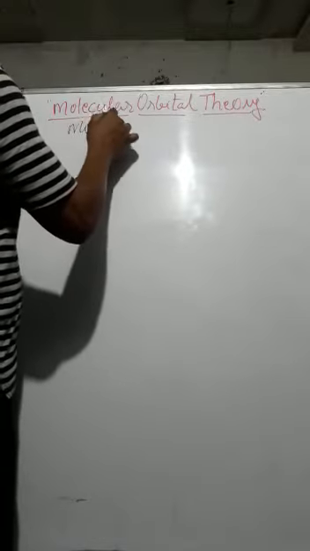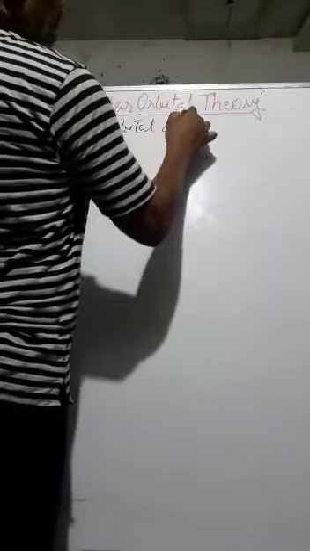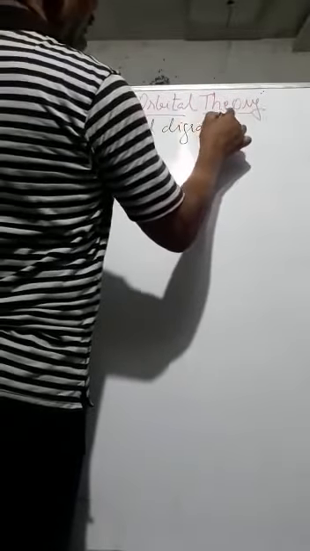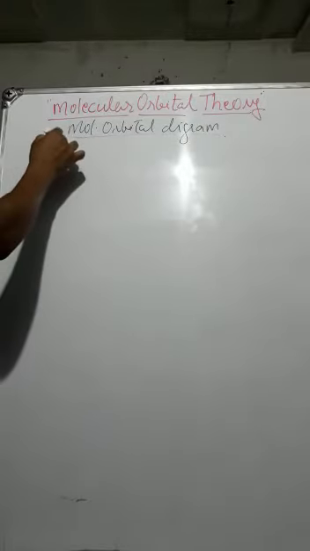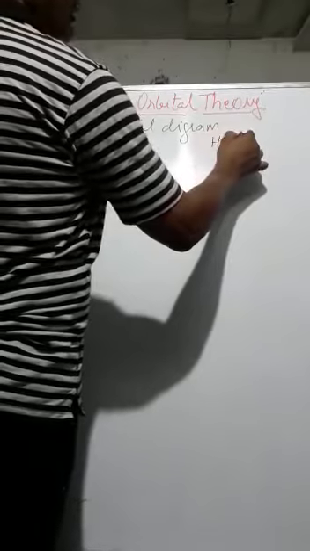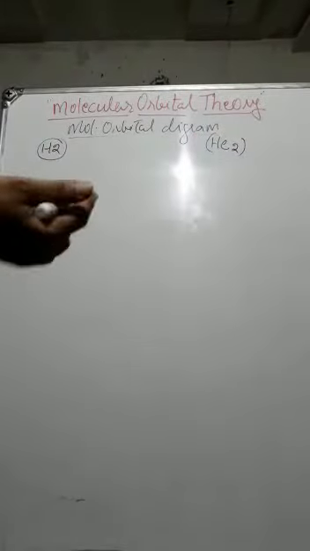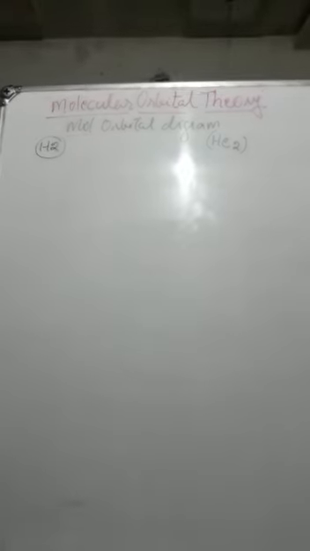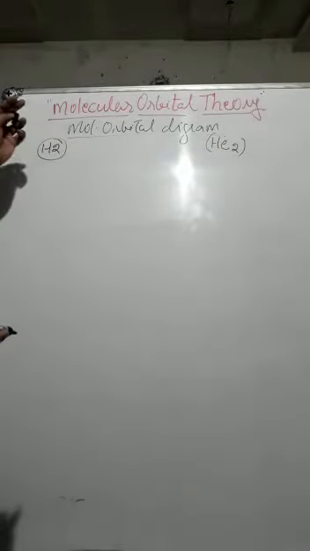So, to draw the molecular orbital diagram, okay, we can directly jump. Suppose we have to form the molecular orbital diagram of H2, and suppose we have to form the molecular orbital diagram of the He2 molecule. Okay, then what to do? But very first we should know what the applications of molecular orbital theory are.